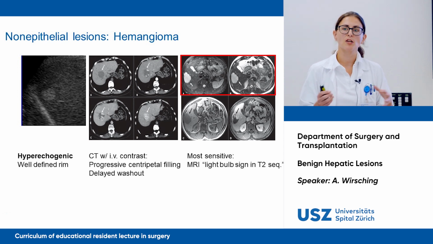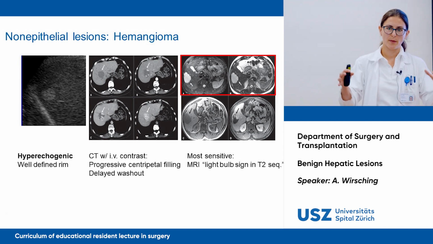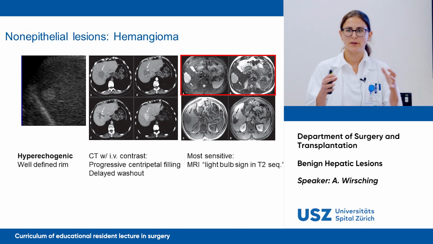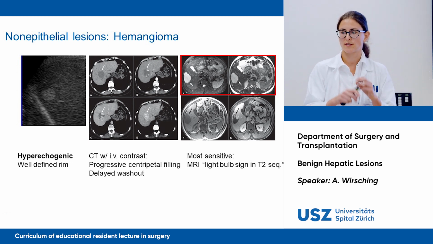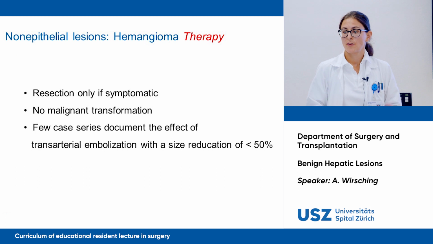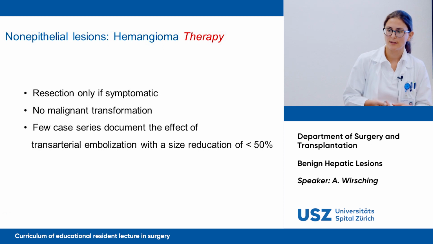And when we look at the contrast behavior, we can see that the contrast filling starts at the periphery and goes to the center. So the arterial phase has some peripheral enhancement, and then it goes more and more to the center, this centripetal filling of contrast. It's again something very specific for this lesion. Therapy is again only to resect if symptomatic. If there is no symptom, you don't need to follow this lesion necessarily, unless there's a pregnancy and it's already very big, then you might still follow it.